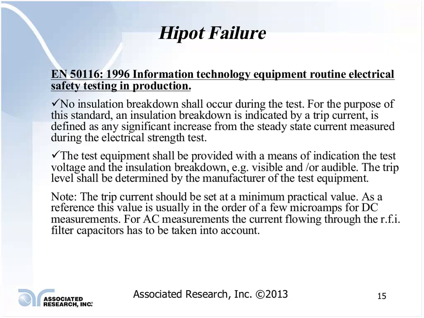It says test equipment, but it's the test equipment actually being manufactured. You make the determination of where to set that trip point. Trip current should be set at a minimum practical value. It is usually in the order of a few microamps if you're doing a DC test. If you're doing AC, you must take into account any leakage current that could be flowing through the RFI filter capacitors when setting up your trip point.